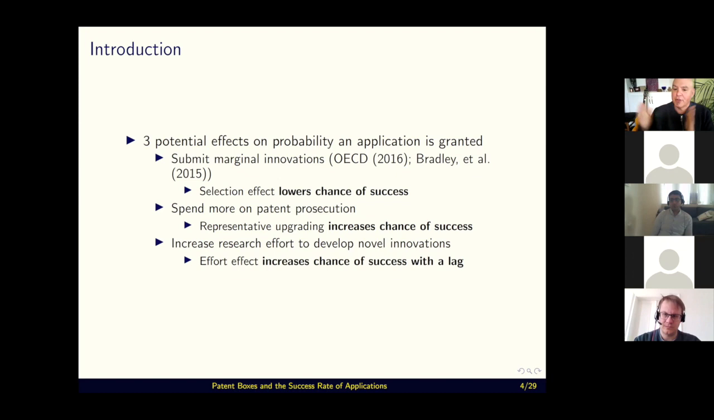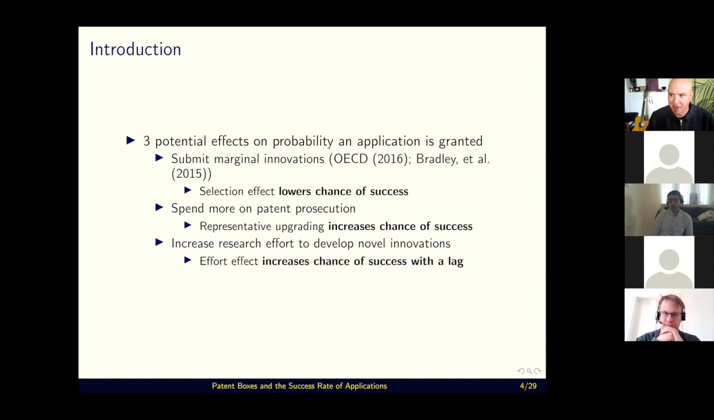The other thing you might do is spend more on patent prosecution. When you apply for a patent, you hire patent lawyers who write the application for you. As with all lawyers, there are some that are really good at what they do, some not so good. So maybe you increase the quality of the patent prosecution team, the lawyers who help you write this up. That representative upgrading is going to make a better application, even if the underlying technology is exactly the same, and that could increase the chance of success.